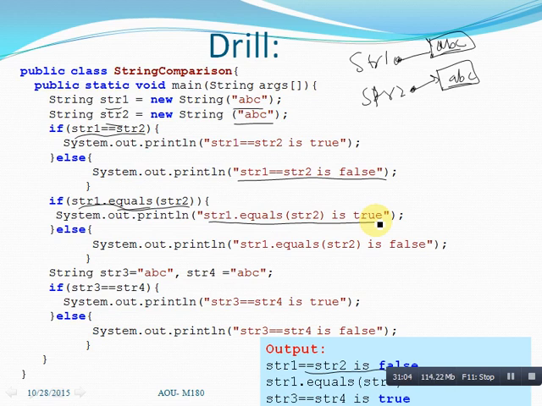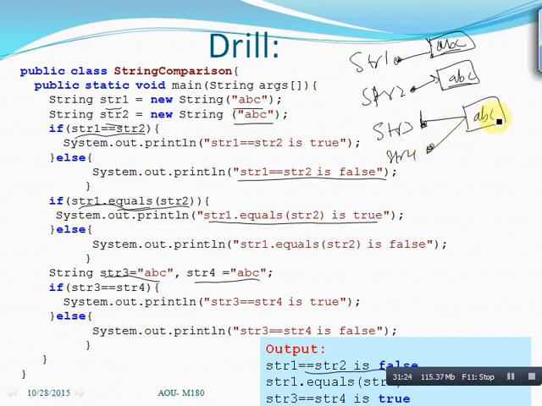Now if I create str3 = abc and str4 = abc, these two objects are created at the time of declaration with the same value, so both will refer to the same value in the same memory, so both have the same reference. Now it will return true and it will print str3 == str4 is true.